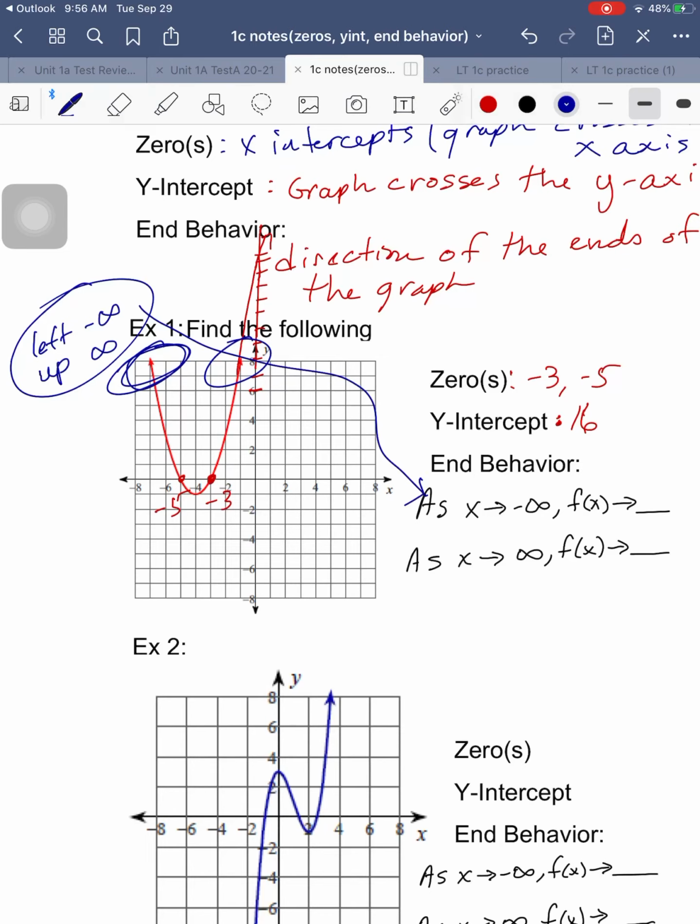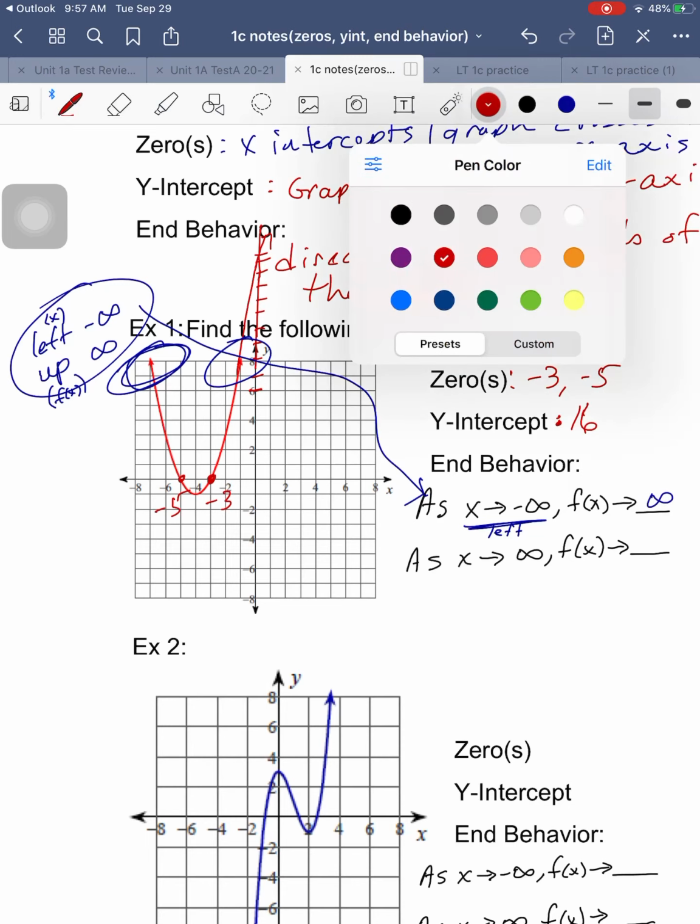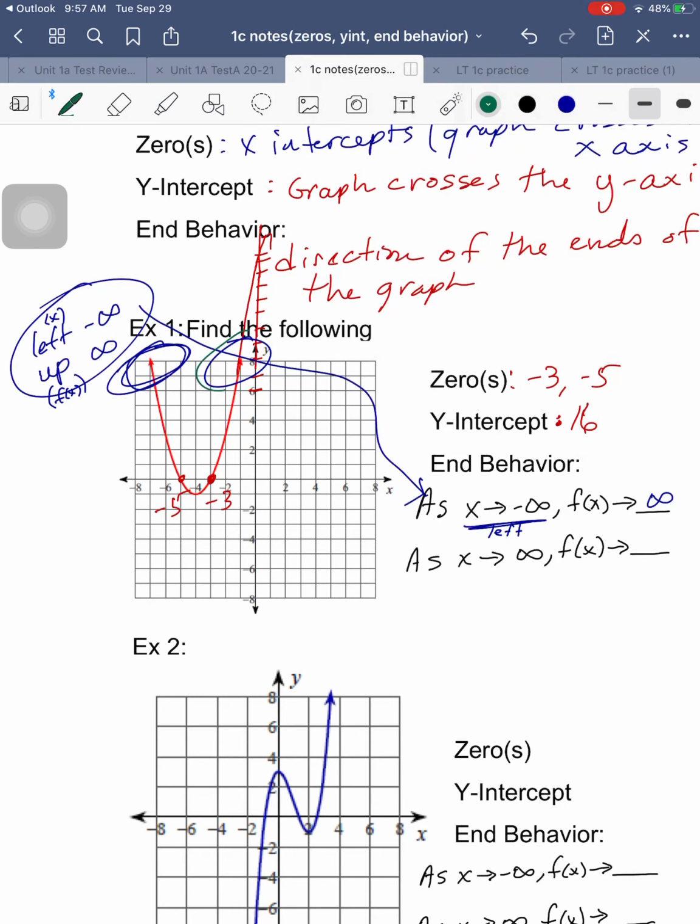These right here, we're going to incorporate in the first one. Left is your x value, and up is your y value, which I'm going to put as f of x. So left is going to -infinity. And the y value then is going to go up to +infinity. So let's do this with another one.